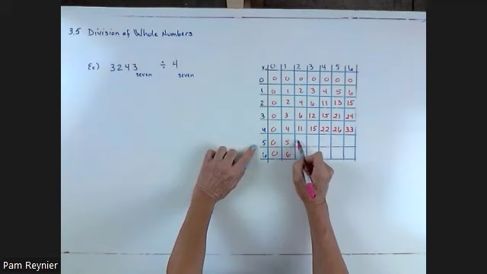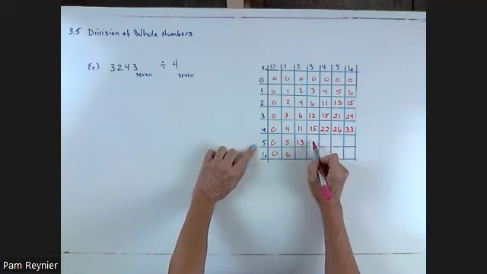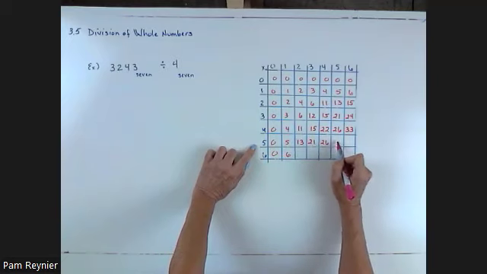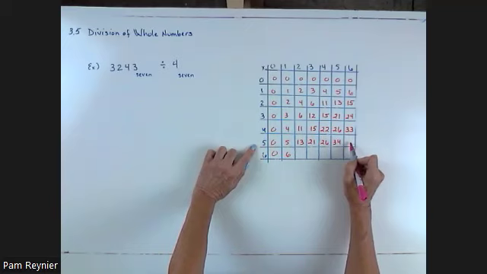5 times 2 is 10. 5 times 3 is 15. 5 times 4 is 20. 5 times 5 is 25. 5 times 6 is 30.